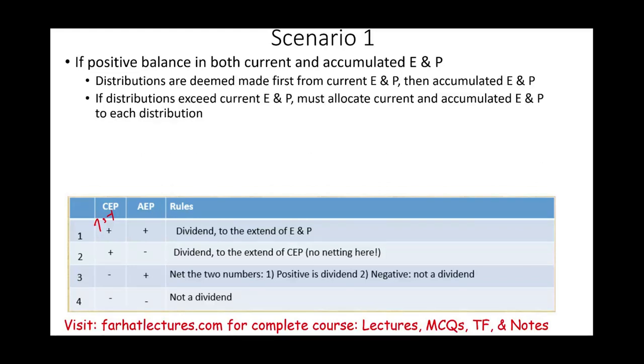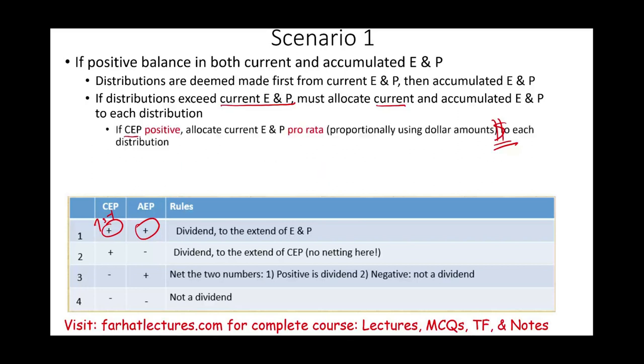If the distribution exceeds current E&P, you must allocate current and accumulated to each distribution. So let's assume you made a distribution, and we're going to see an example. That distribution, in total, is greater than CEP and AEP. It's greater than both of them, so they are not enough. So we have to see how to allocate this. If CEP is positive, allocate current CEP pro rata, proportionally using a dollar amount.